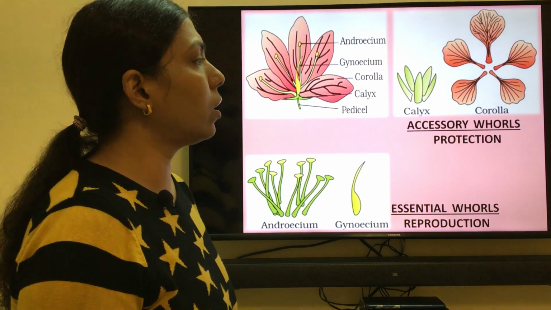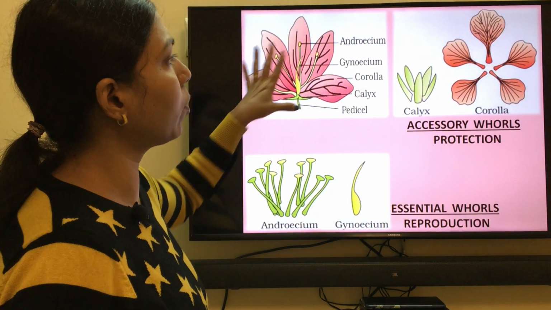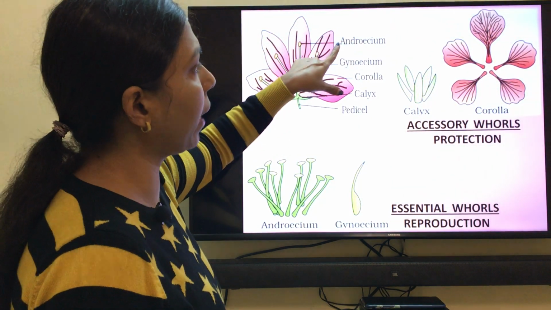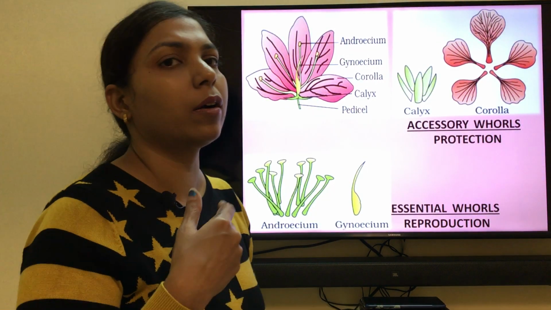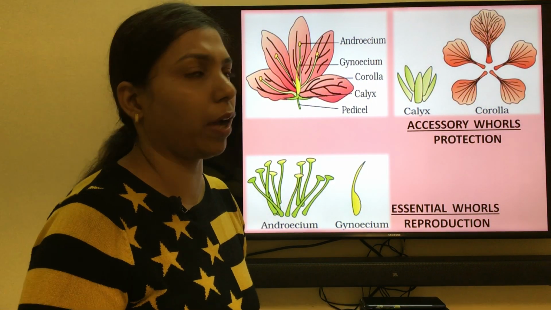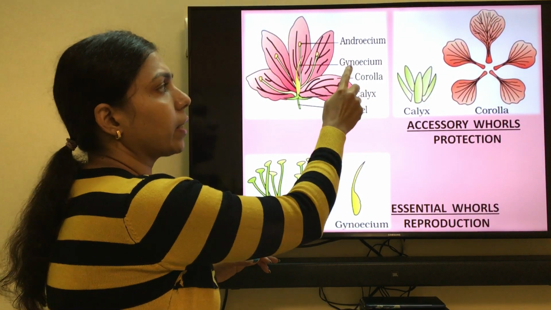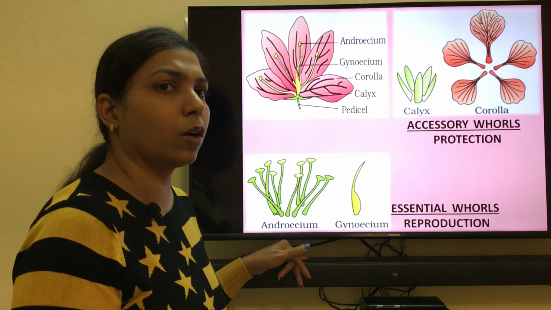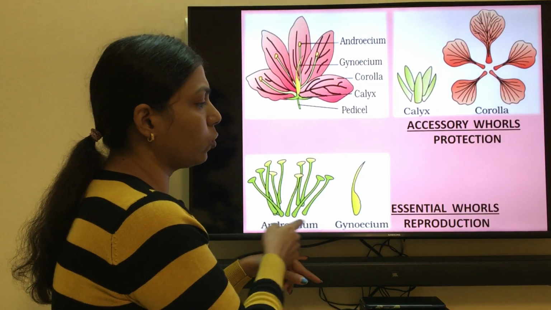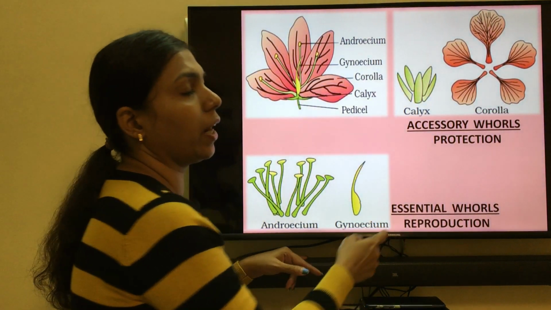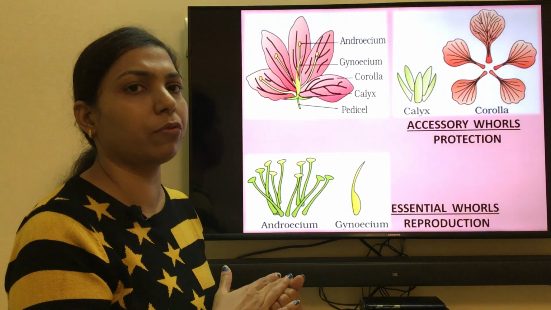Now we come to accessory whorls and essential whorls. As I said, your flower is made up of these four important parts: androecium, gynoecium, corolla, and calyx. Androecium means the male reproductive part of the flower, and gynoecium is the female reproductive part of the flower. The androecium and gynoecium are the two parts which are directly involved in the process of reproduction. So these two are called the essential whorls. They are the most important parts of the flower which directly help in the process of reproduction.